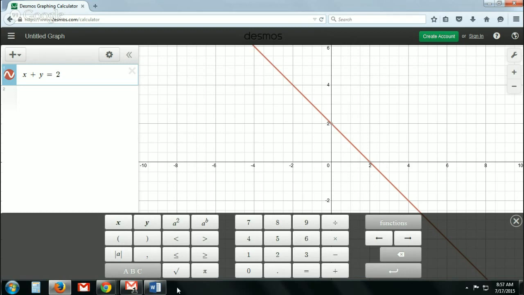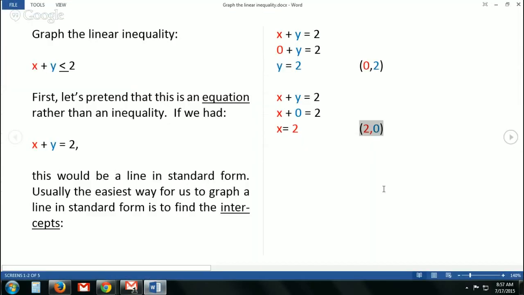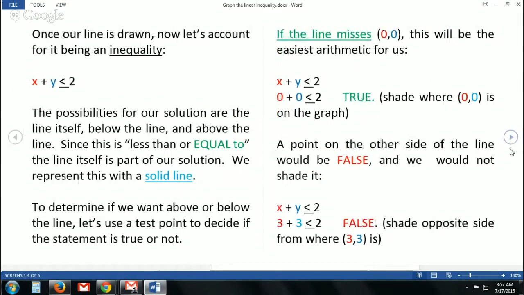Now, let's account for the fact that this is an inequality. This says x plus y is less than or equal to 2. So we've got to decide what things can be parts of our solution. The choices: we could have the line itself as part of our answer, we could have the area below the line as part of our answer, or we might get the part that is above the line as part of our answer.